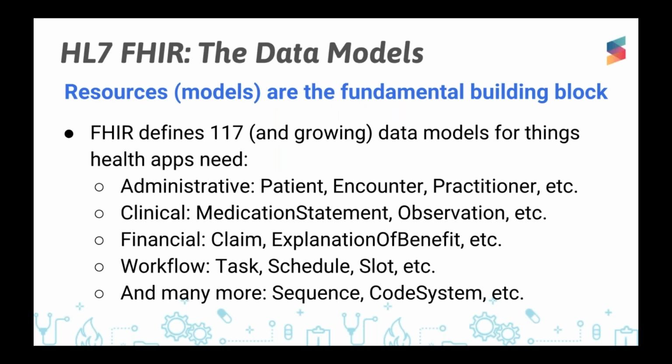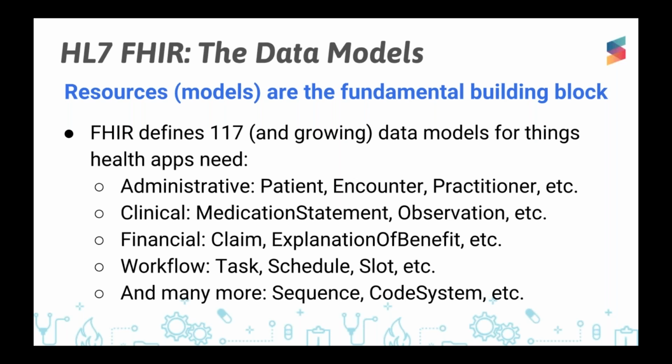FHIR has defined, as of the current release of FHIR, 117 data models for things that you need in order to exchange healthcare data. I've got a whole bunch of examples on the screen. We break them down into various domains. We've got administrative things like patients and their encounters. We've got clinical data, things like medications and observations. We've got various financial data. We've got data around workflows, so scheduling appointments, scheduling tasks for people, filling appointments and booking devices and that type of thing, and a whole bunch of other domains as well.